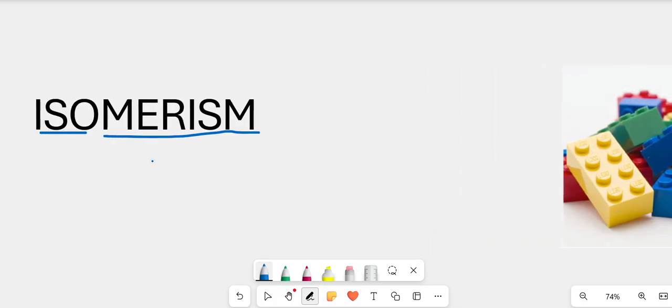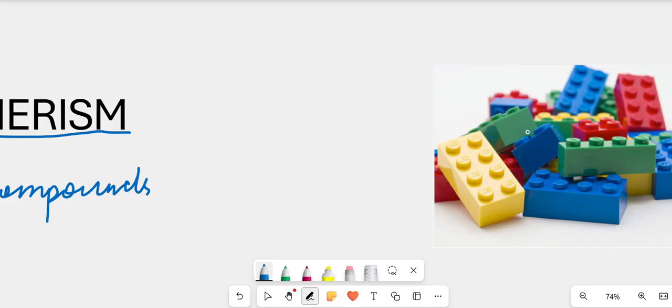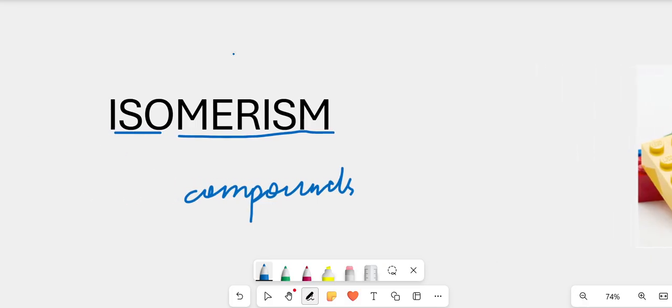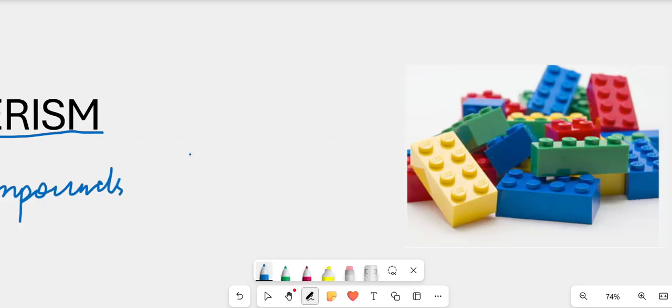So you will have compounds. These compounds, they will have the same components, but they will maybe look different, or maybe they have different structures, or maybe they are arranged differently. It is just what isomerism is. So let's take an example. So you know that organic compounds, they show isomerism.